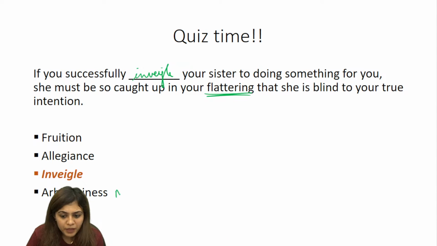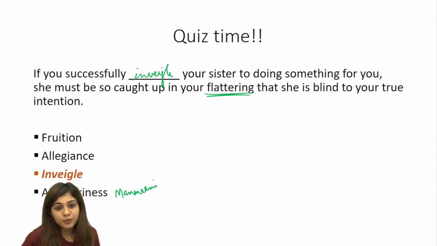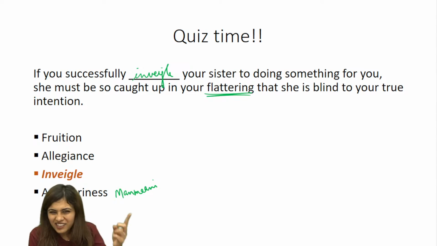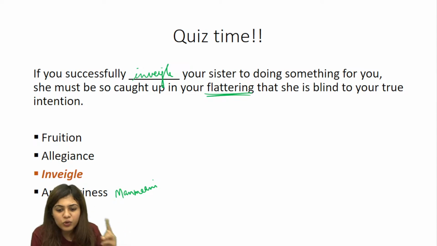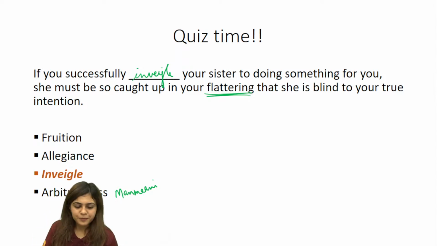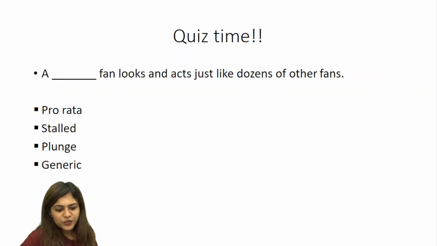आर्बिट्ररीनेस का मतलब होता है मनमानी, तो यहाँ पे क्या मनमानी चल रही है क्या किसी की? Also, can you use arbitrariness in this particular sentence? If you successfully arbitrariness, does the sentence sound correct? It sounds so incorrect, right? Moving to the next one.